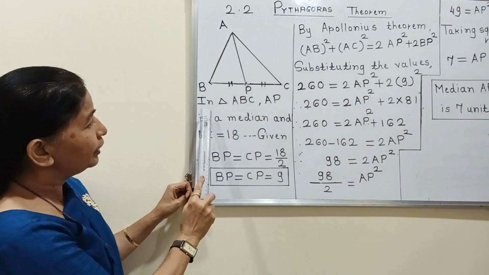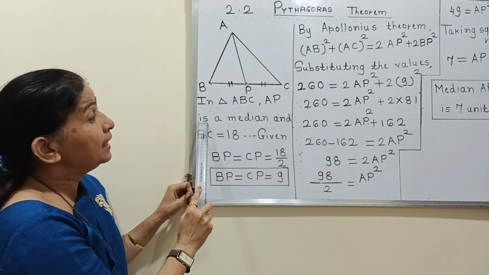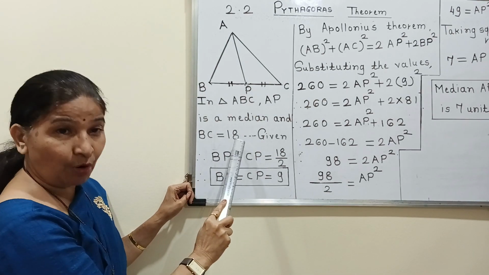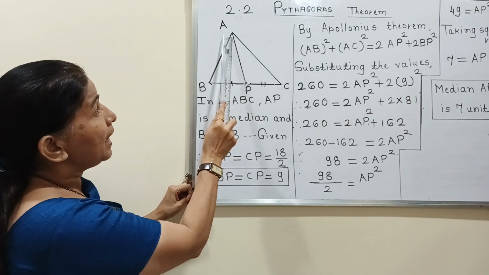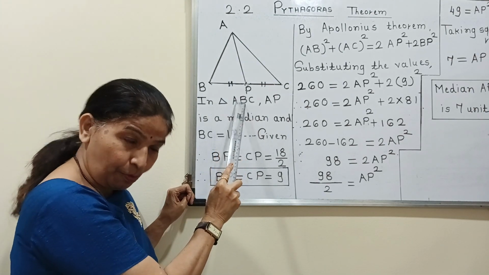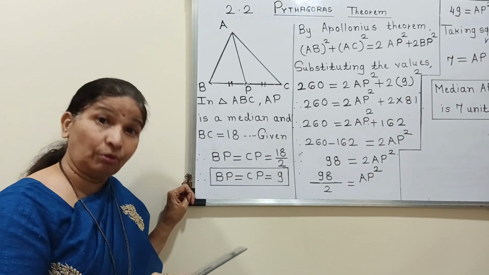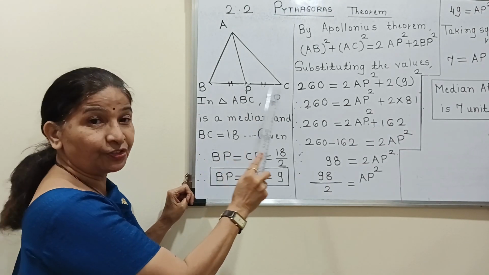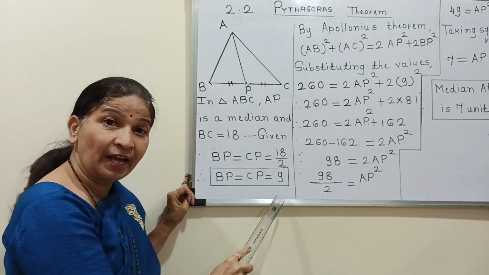At first I told you that in triangle ABC, AP is a median and BC is equal to 18, they had given. That's why when AP is a median, it means P is a midpoint. Now BC will get divided into two equal parts. That means BP must be equal to CP, that will come as 9 units.